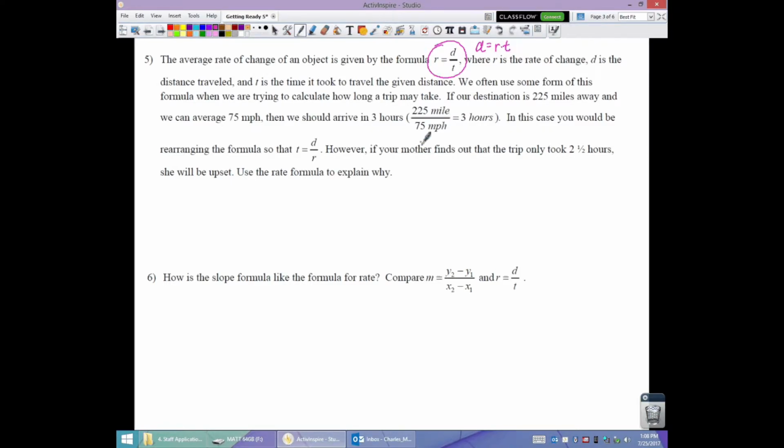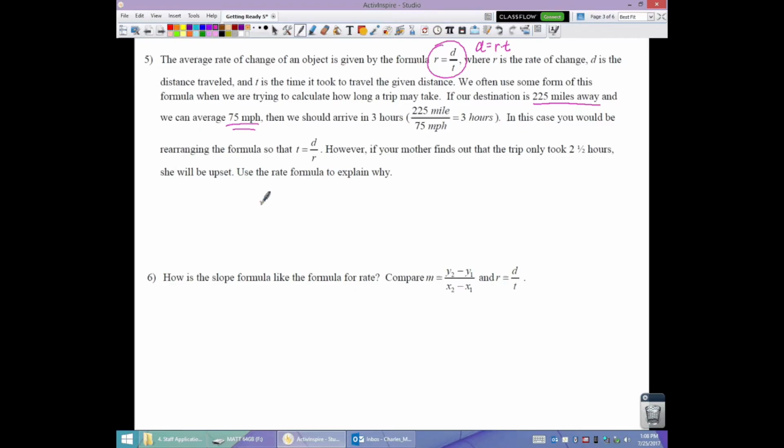The example here says if we drive 225 miles away at an average of 75 miles per hour, we could just divide 225 by 75, and the answer is, oh, it takes us 3 hours to get there. Okay? Now, if your mother finds out that it took you only 2.5 hours, she's going to be angry. Why? Well, remember, what changed here was the time. The distance away hasn't changed.